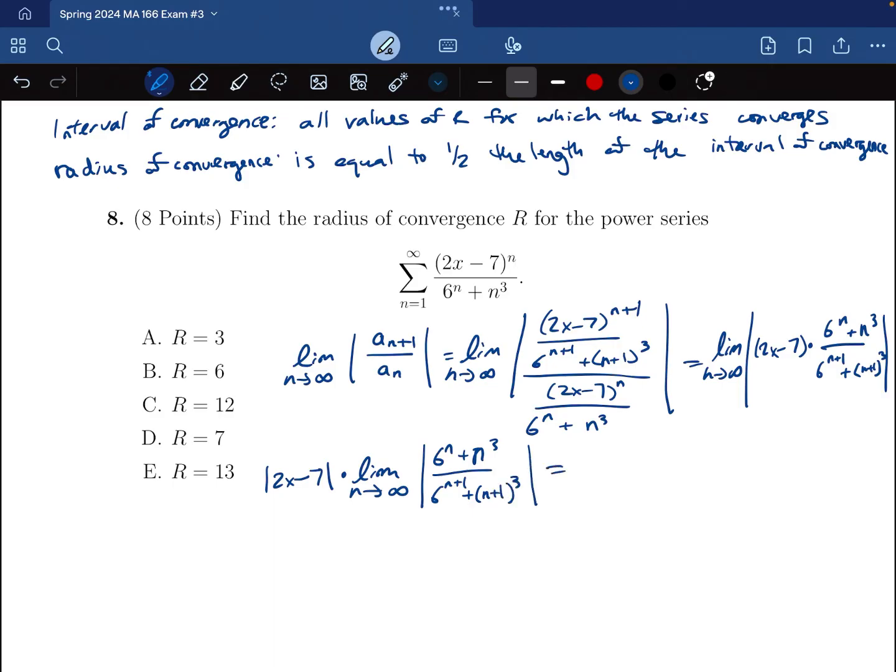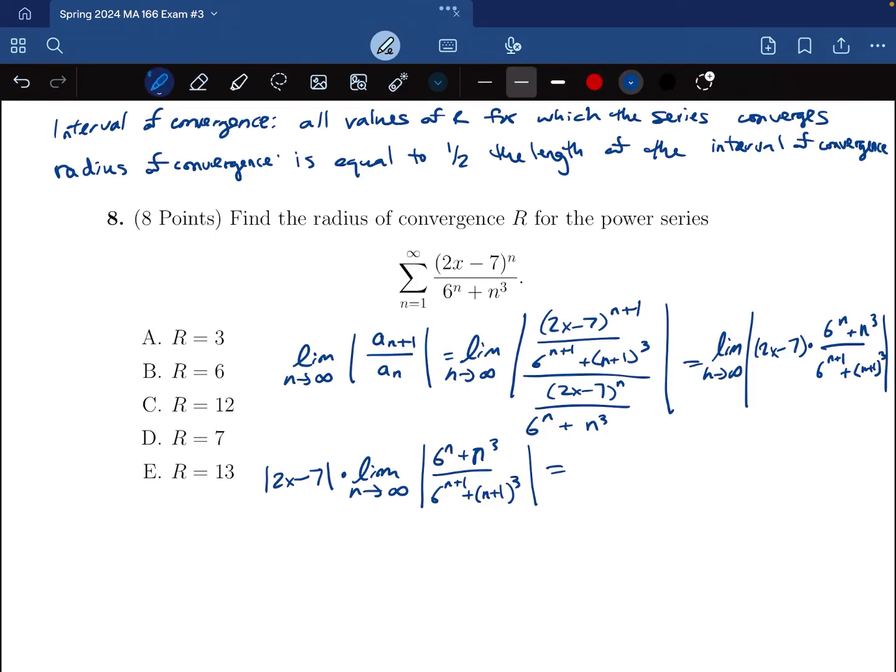Usually we're left with a polynomial, but in this case we have a polynomial plus a constant to the power of a variable n. So it's not as immediately obvious what this limit might be.